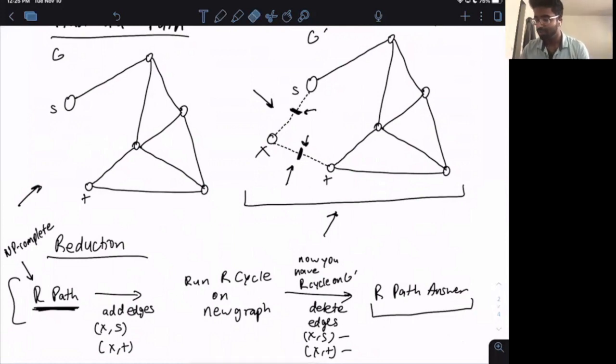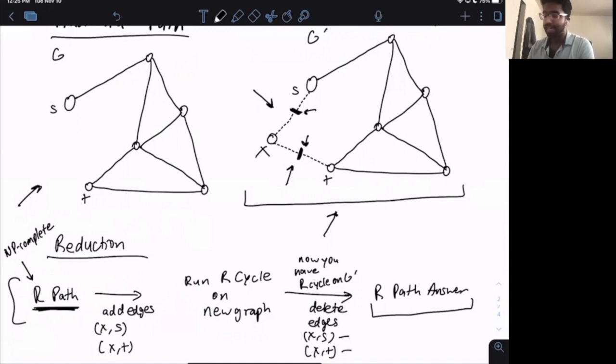And just as an exercise for the viewer, you can also perform this reduction the other way around. Reduce Rajada cycle to Rajada path, and that way you can show that they're the same. They'll have the same complexity in terms of the difficulty of the problem.